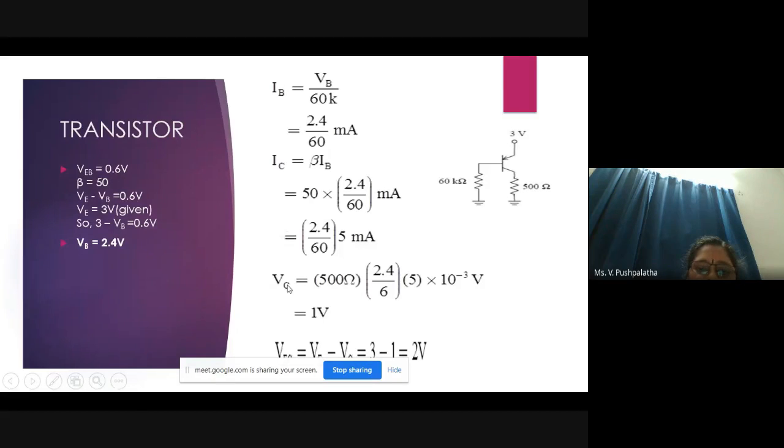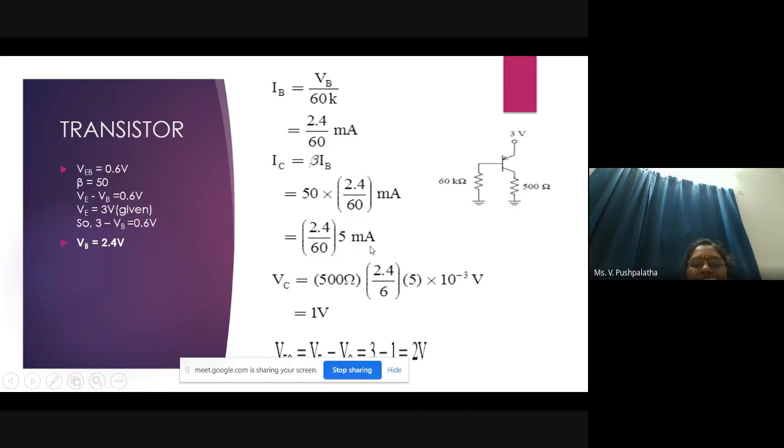Now what is your VC? VC is equal to IC into RC. What is the RC value they had given? 500 ohms. RC value they had given is 500 ohms. So the IC value is 2.4 over 6 into 5 milliamps.